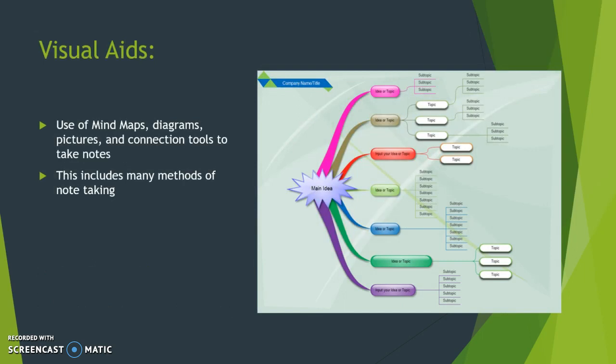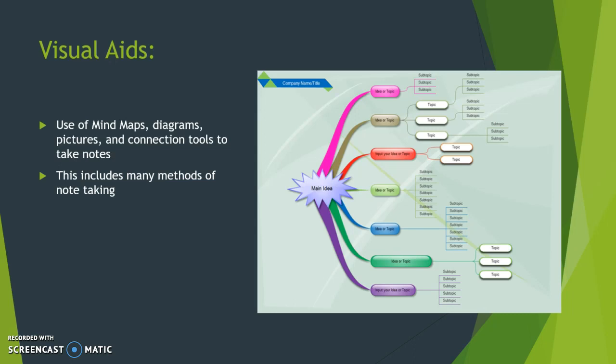Finally, I want to talk about visual aids. This is a very vast topic because it talks about a lot of different types of note taking. So it's the use of mind maps and diagrams and pictures and any kind of mapping or connection tools in order to take notes. So this is just an example of a mind map that centralizes an idea and then gives details and smaller topics along with those details. It includes a lot of different things.